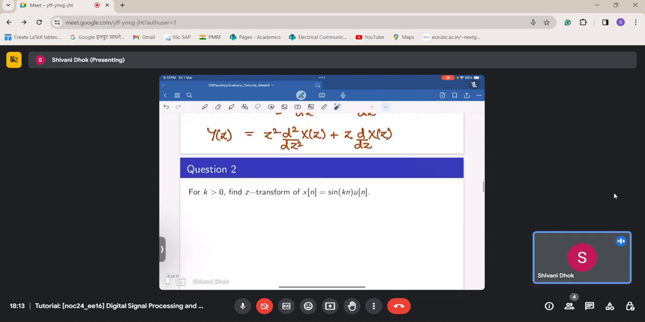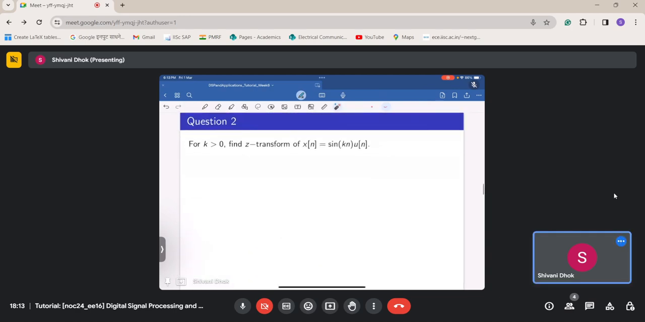Okay, so if there are no questions, then let me move on to the second question. So this is the second question that we are having here. What does it say? For all k greater than 0, we need to find the z transform of x of n, which is equal to sine kn u of n.